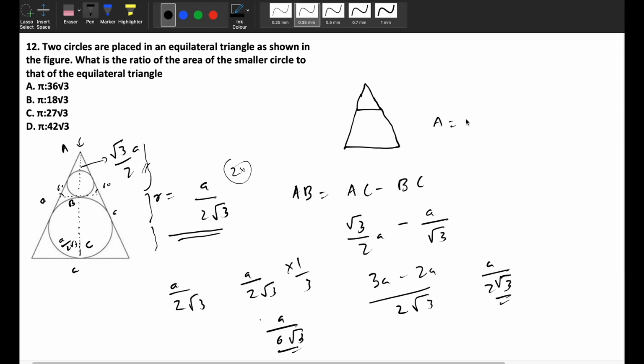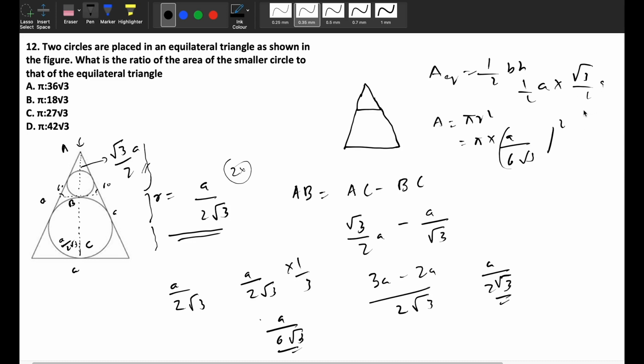Area of smaller circle is equal to pi r square, pi into A by 6 root 3 whole square, and area of equilateral triangle. Area of equilateral triangle will be half BH, base is A, half into A into height, which is root 3 by 2A. So you will get it as root 3 by 4A square. You have to remember this too. Area of an equilateral triangle is equal to root 3 by 4 A square. So now you find the ratio of both these areas.